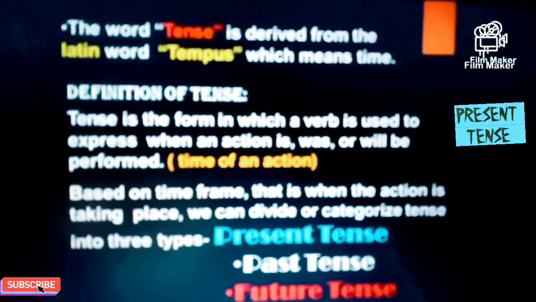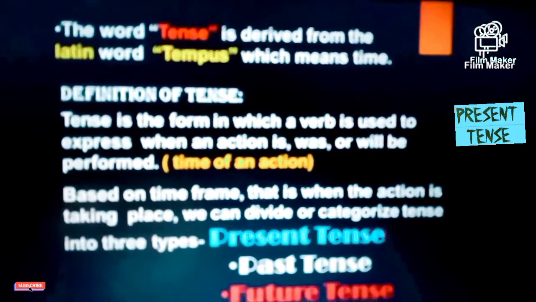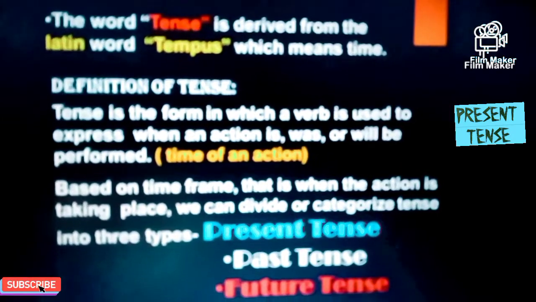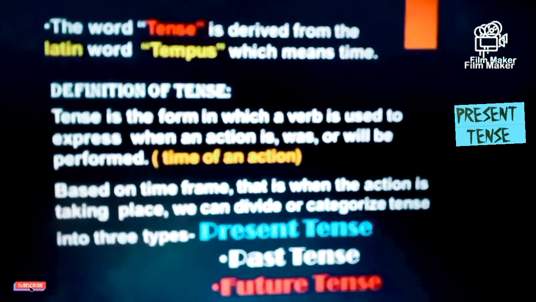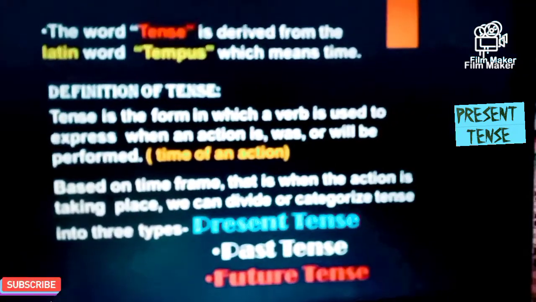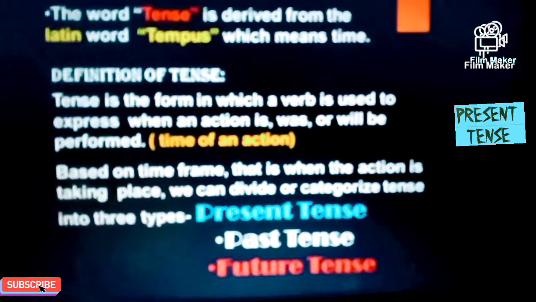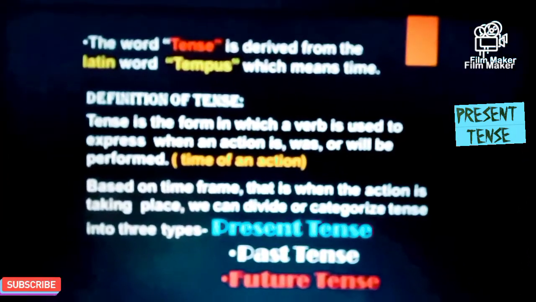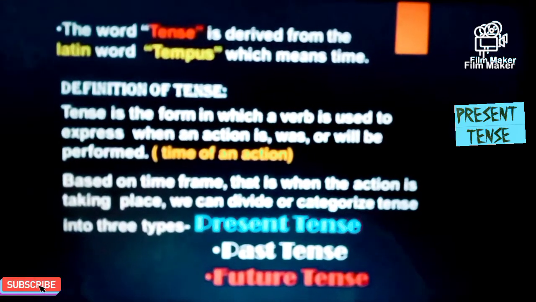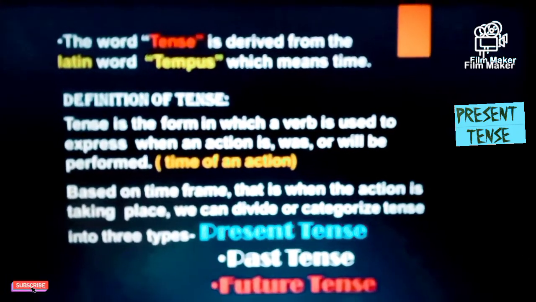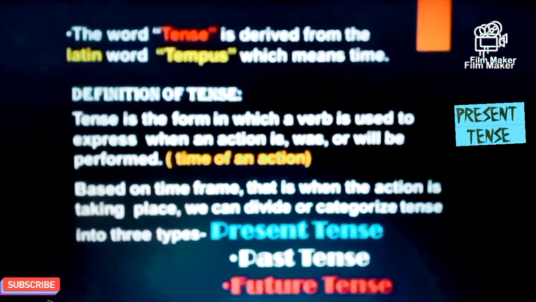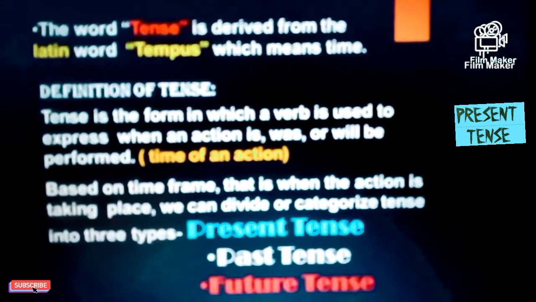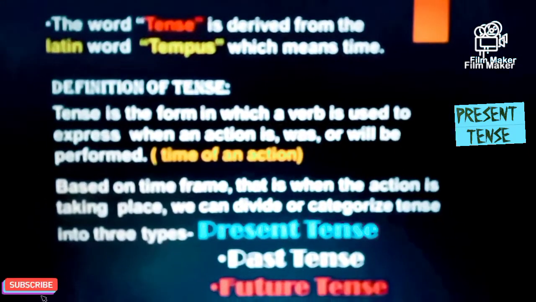Tense is the form in which a verb is used to express when an action is, was or will be performed. It suggests the time of an action. Based on the time frame, that is when the action is taking place, we can divide or categorize the tenses into three parts: present tense, past tense and future tense. These are the tenses used to show the time of an action.